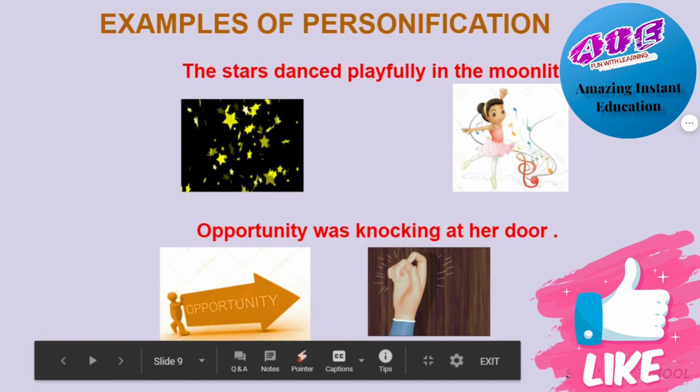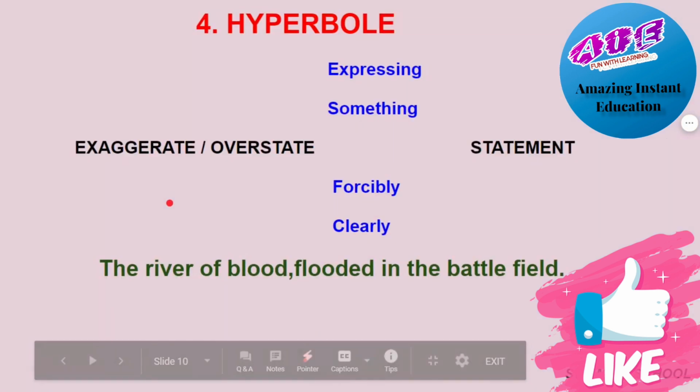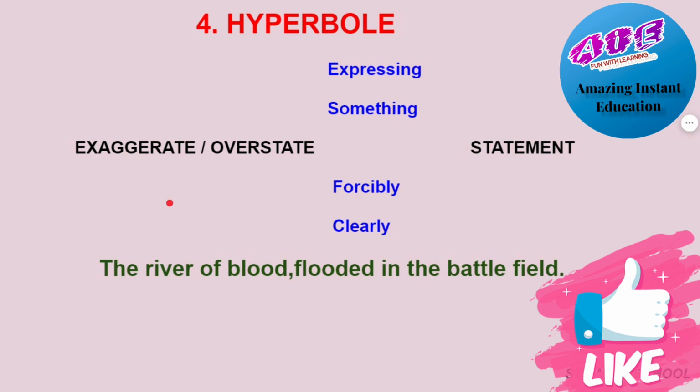So let's look at the next type of figure of speech, which is hyperbole. So hyperbole is a figure of speech which exaggerates or overstates any statement. It is done for expressing something forcibly and clearly. Let's look at some examples for hyperbole.